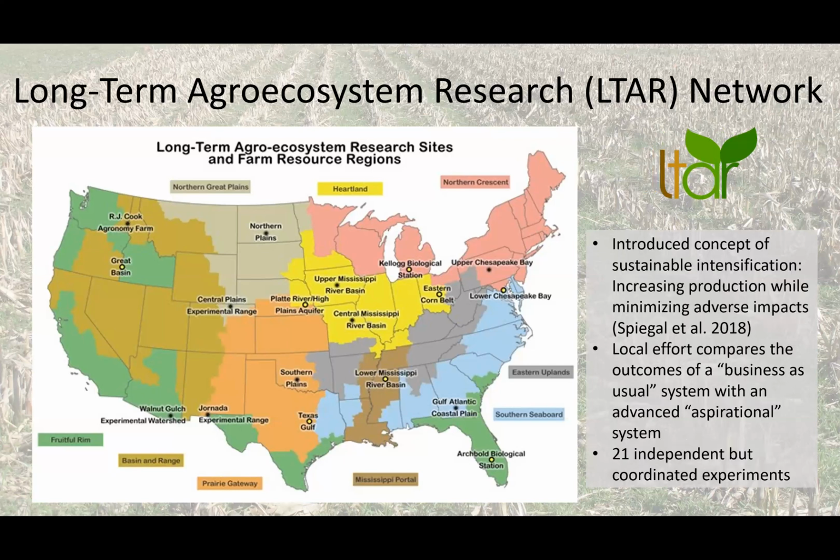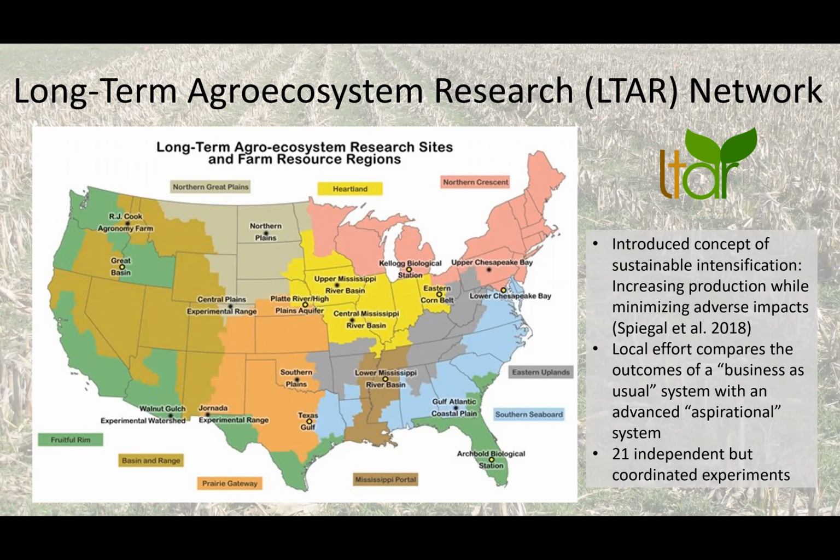Later on, about 2014 or so, the concept of sustainable intensification came into play. Sherry Spiegel and several other folks published a paper in 2018 relating this sustainable intensification idea and how this concept could be used within the LTAR network. One thing they thought about was you need local effort. So we can't compare things. For example, they don't grow sugarcane in North Dakota, so there's no reason to try to compare some system like that. So it has to be more of a local effort.